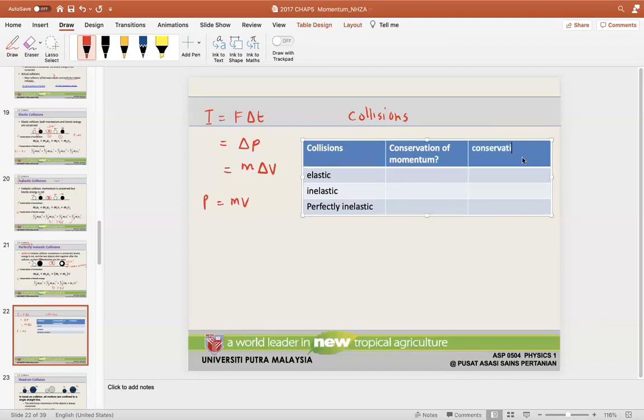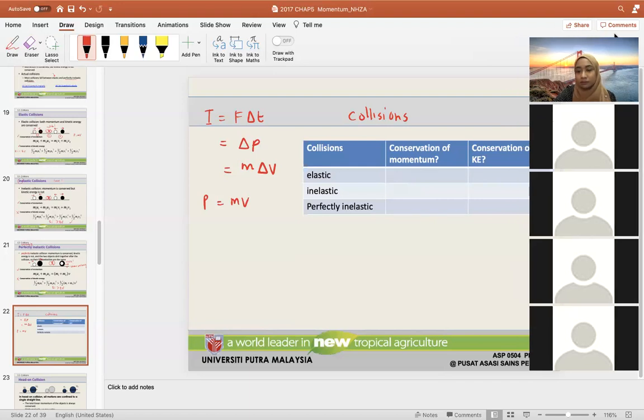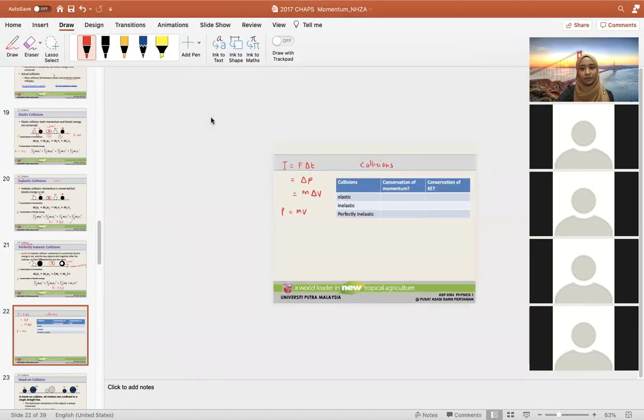Conservation of kinetic energy. Who is my lucky guess? Can I have Zahra to tell me if the conservation of momentum applies for inelastic? Zahra, are you there? Yes. Okay.